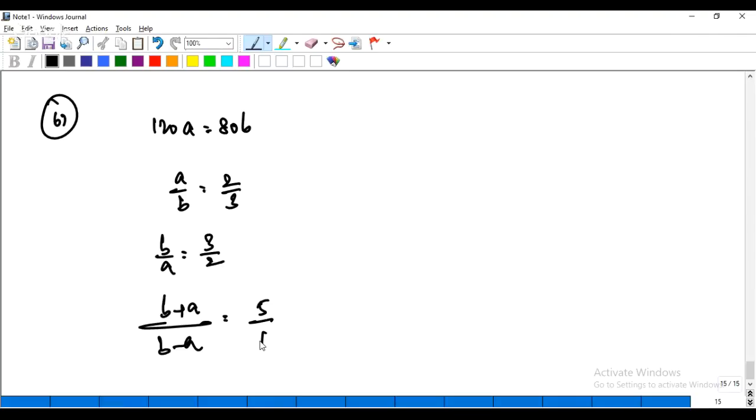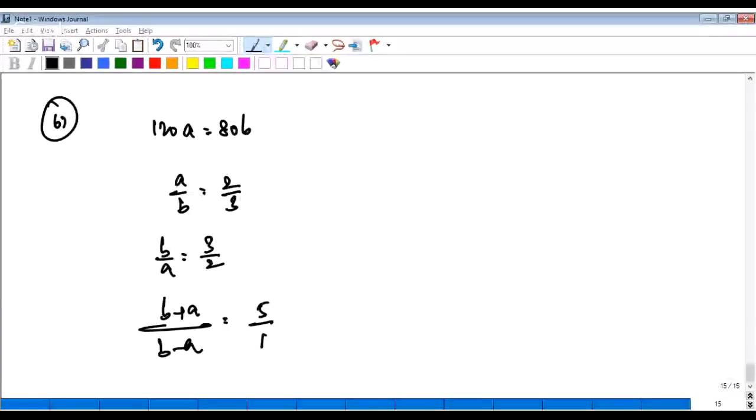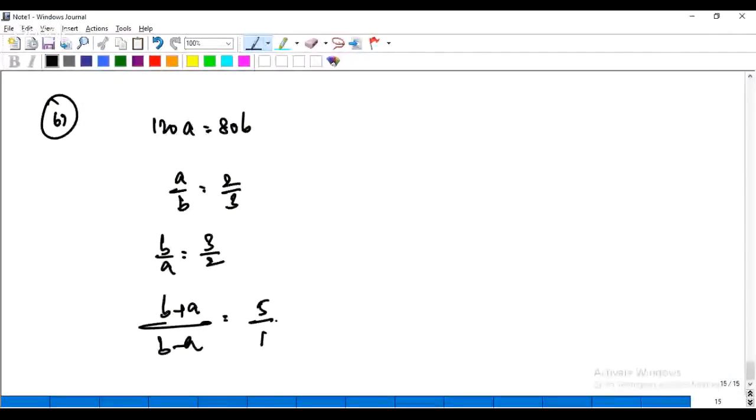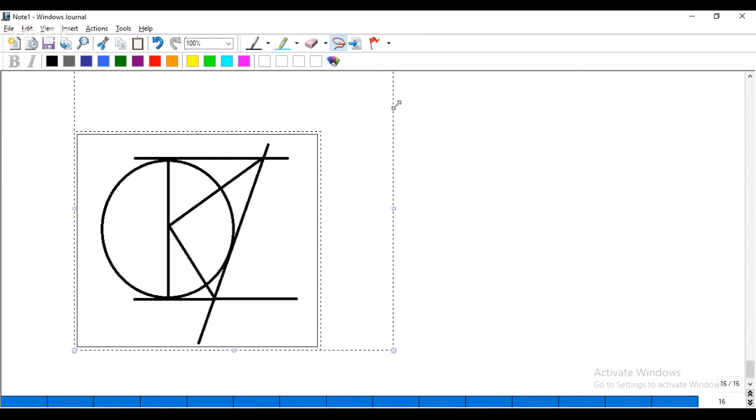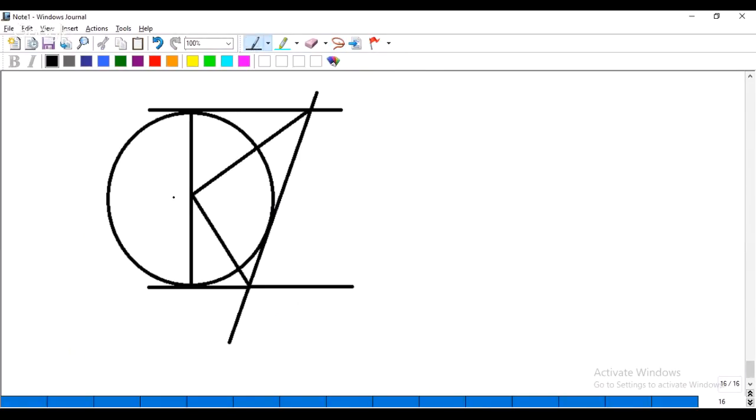The tangents are drawn at the extremities of the diameter AB of the circle with the perimeter P. If the tangent to the circle at the point C intersects the other two tangents at Q and R, then find the measure of QPR. So let me draw the figure for you. The tangents are drawn at the extremities of the diameter, and I'm drawing the tangents. Let this be the center of the circle. He's asking you this angle QPR.